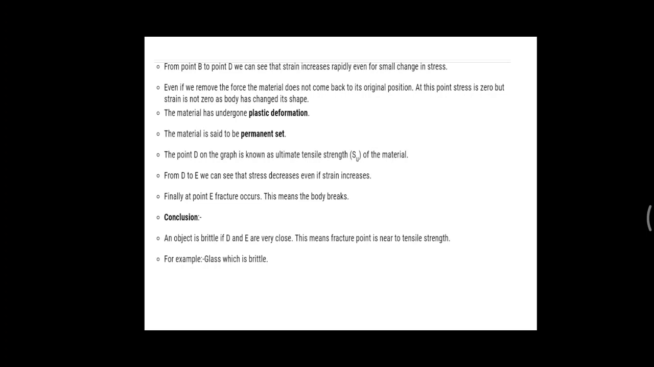And you can see the point D, where the maximum stress that you can apply is reached. The point D on the graph is known as the tensile strength. Point B was the yield strength. The stress value related to point B was known as the yield strength, and the stress value related to point D is known as the tensile strength.